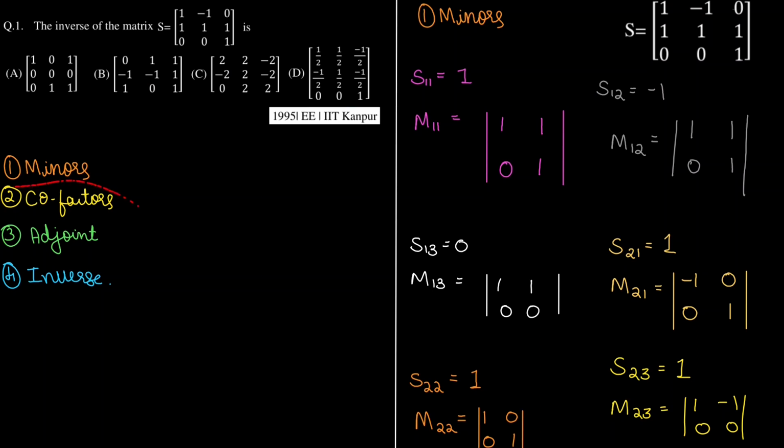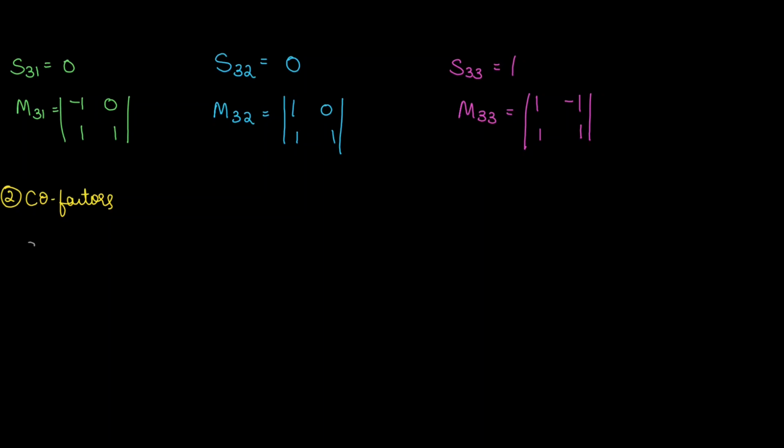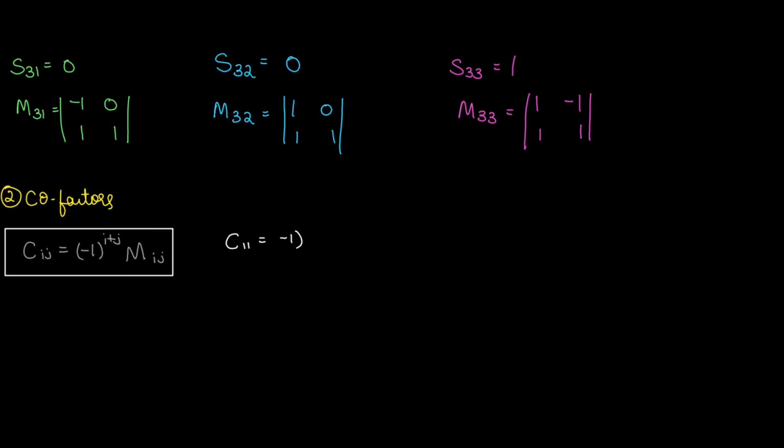Now coming to the second term, that is cofactors. The formula of cofactor is Cij equals (-1) power i plus j, Mij. Now on substituting in this formula, we will have C11 equals (-1) power i plus j, that means 1 plus 1, that is 2, M11. Now M11 is given by 1, so this will give us 1. Similarly, C12 will be (-1) power 1 plus 2, that is 3, and M12 is 1. So this will give us -1.